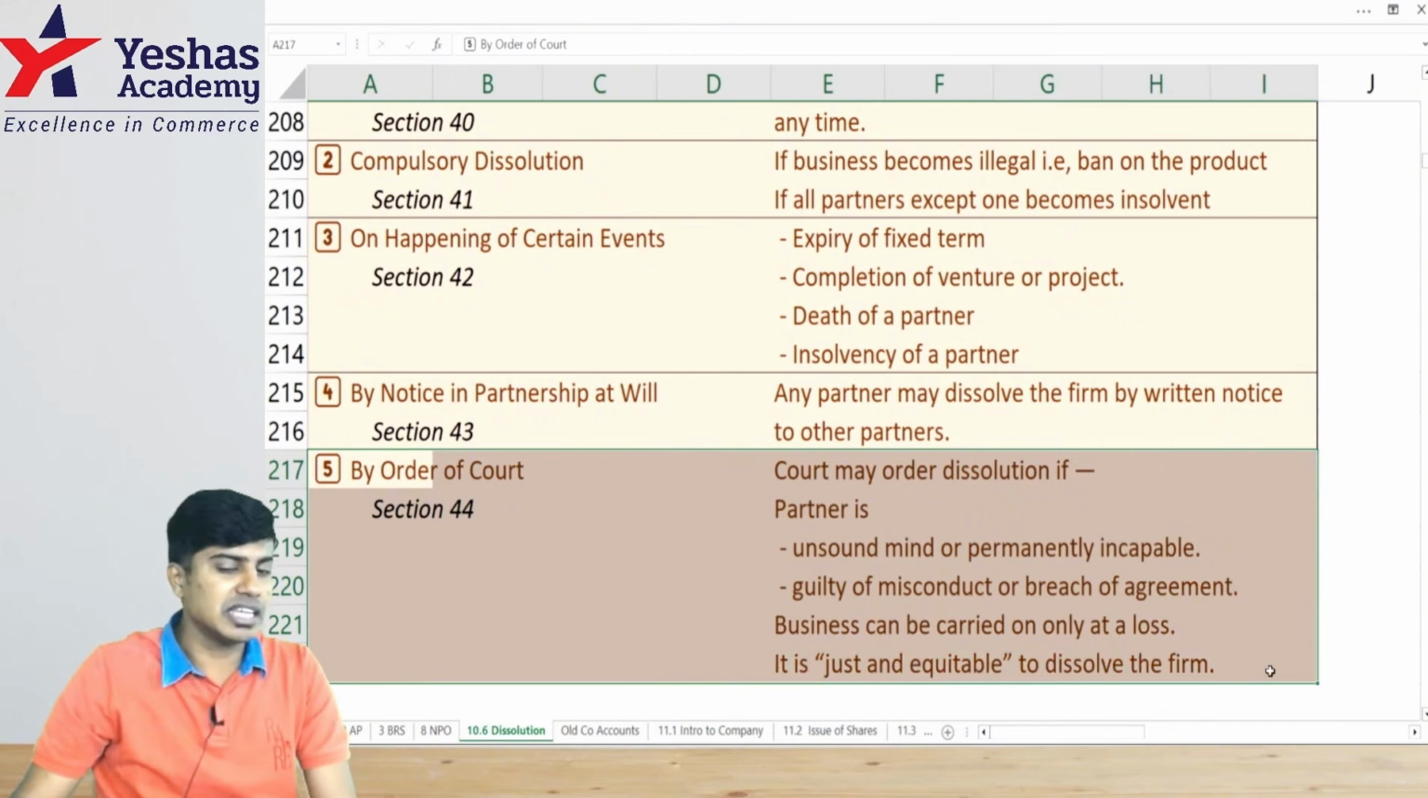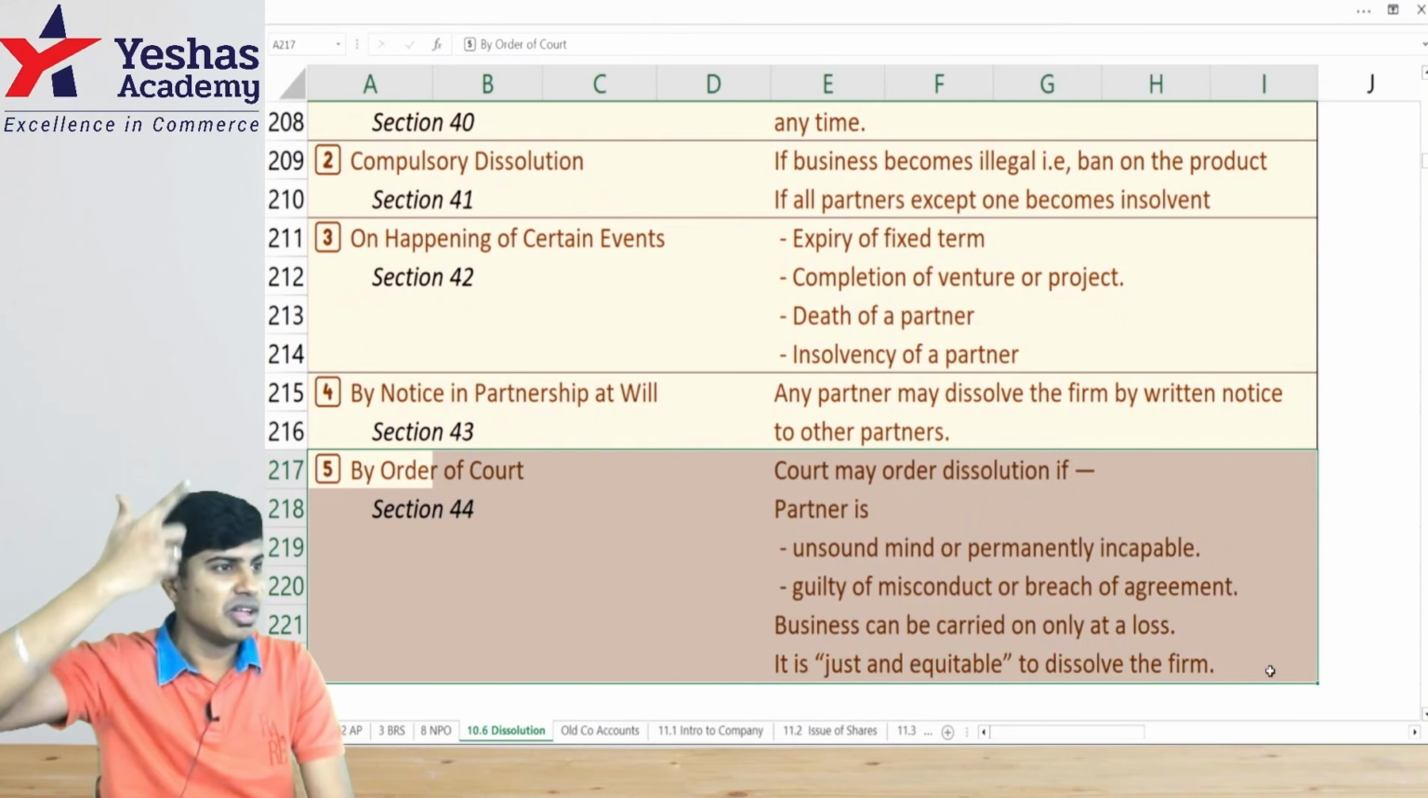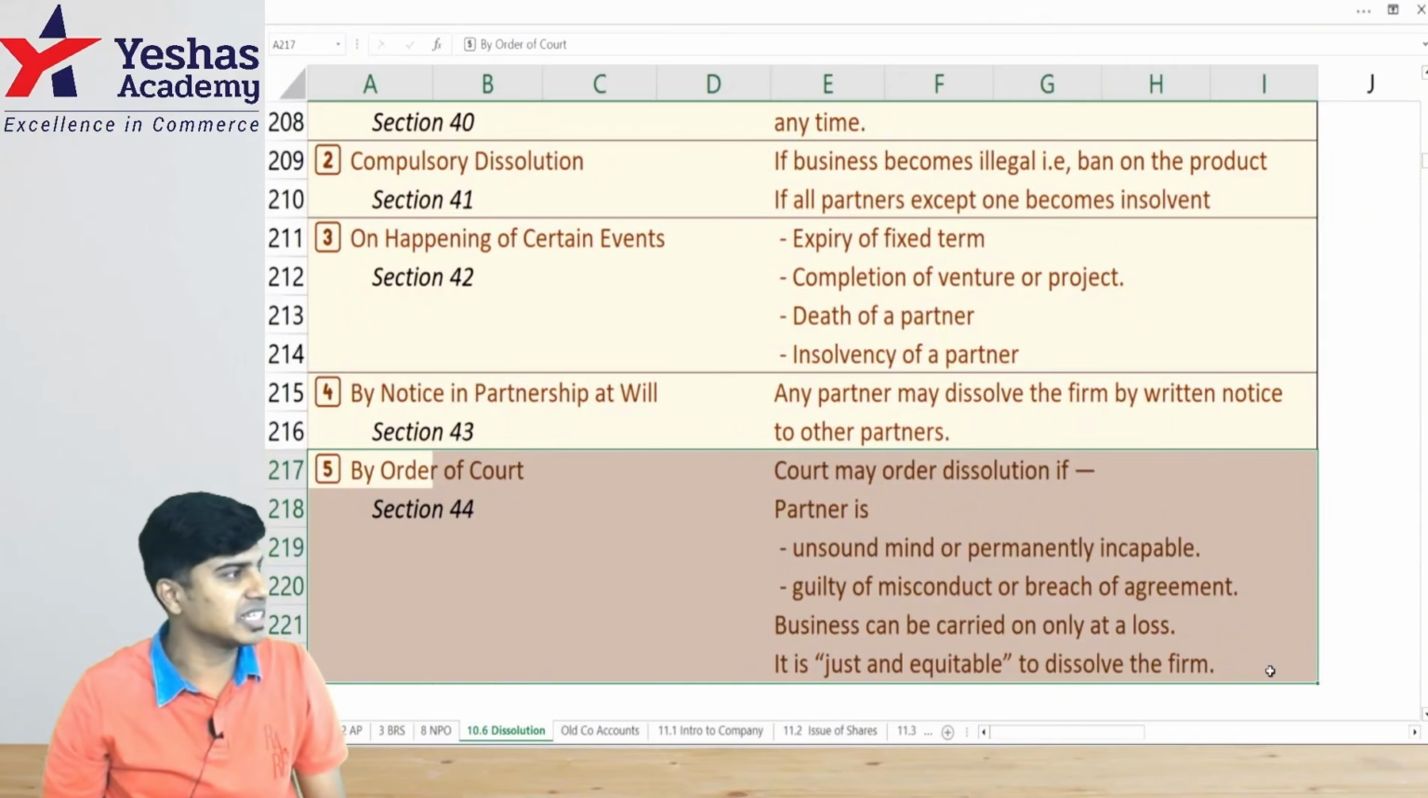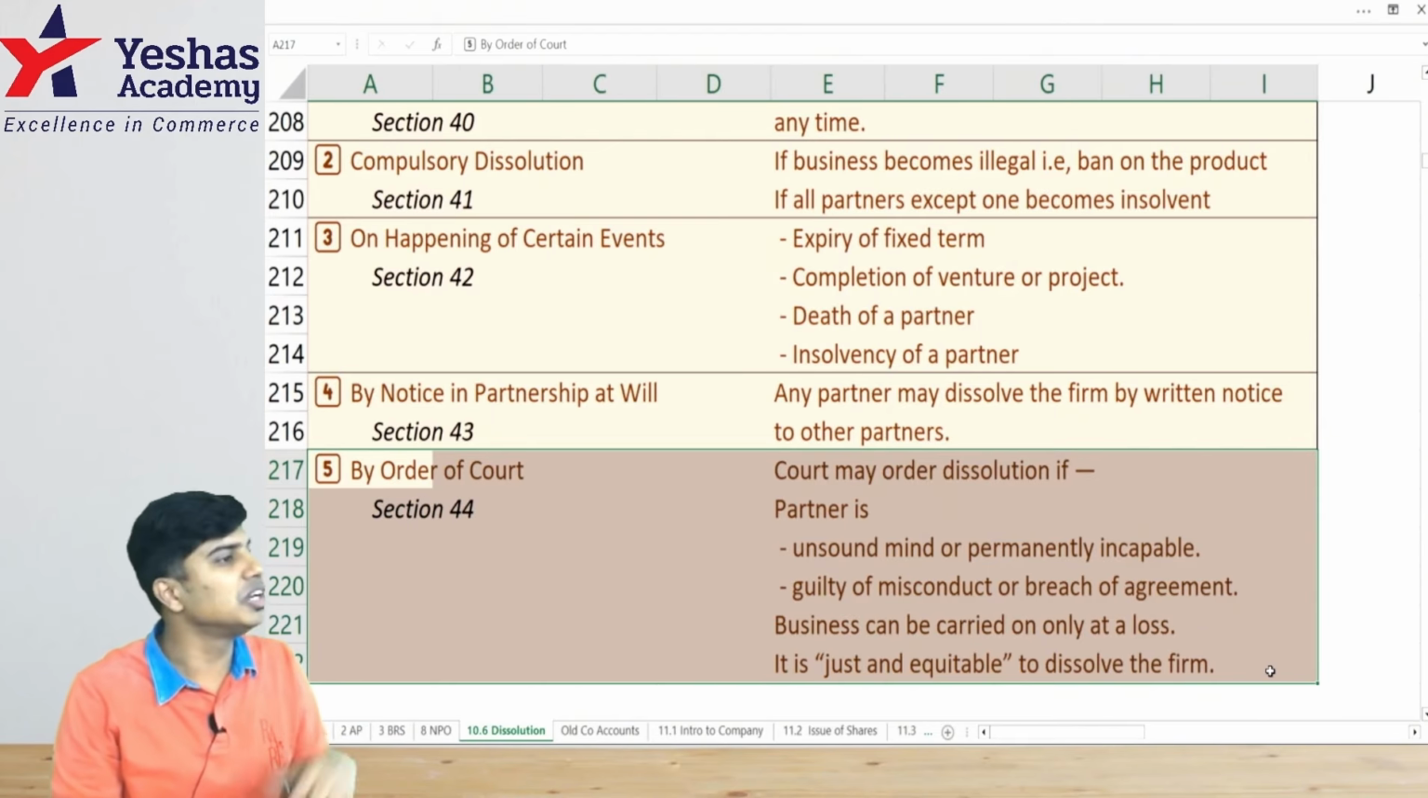Last one is order of court. If some of the partners have gone crazy, mad, or permanently disabled, met with an accident, 80% of the body disabled, 20% only functioning, you can't be a partner in a firm, no. What will you do with that 20%? You can't even get up and go to the washroom. Sad. In that case, the firm need not continue.